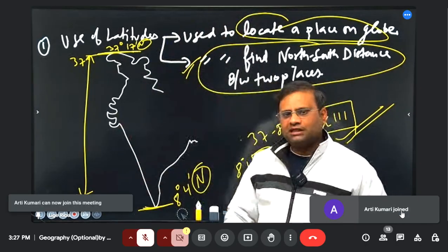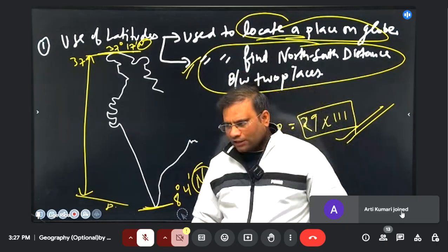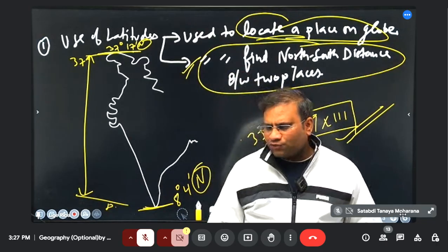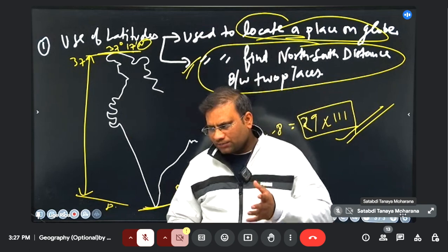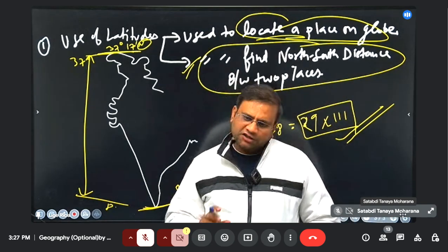This is the meaning. So you can exactly locate a place if you know latitude and longitude. Like Google Maps. If you book your Ola, Uber or anything on Google, the latitude and longitude are confirmed.